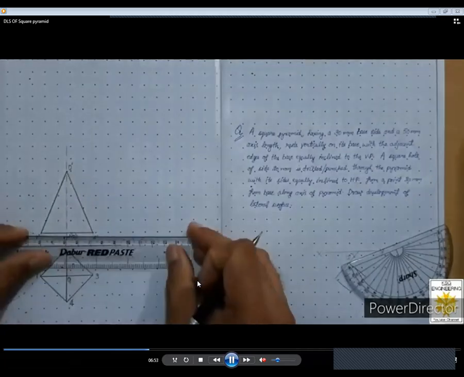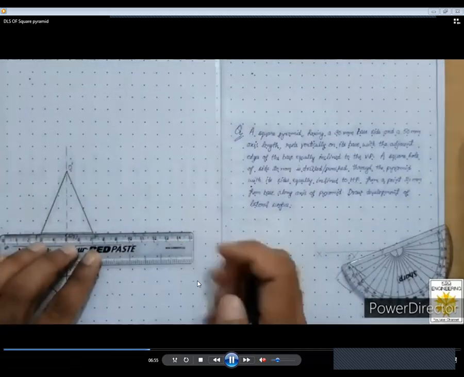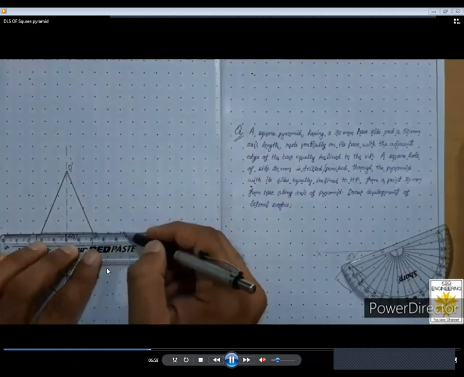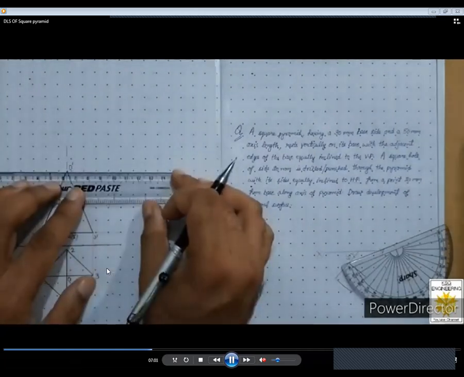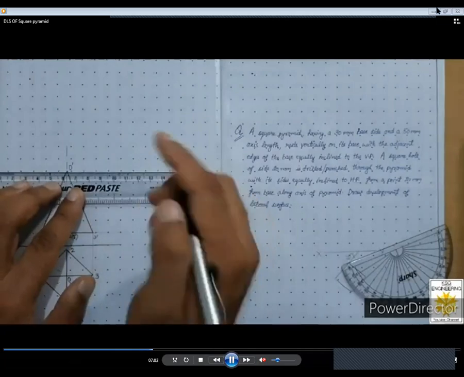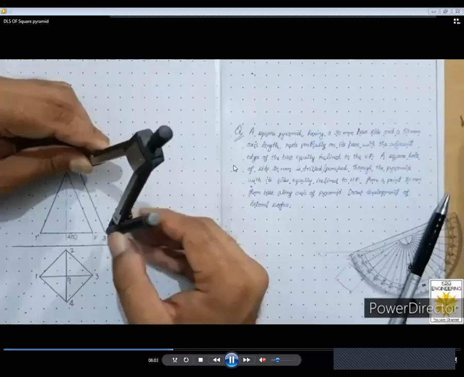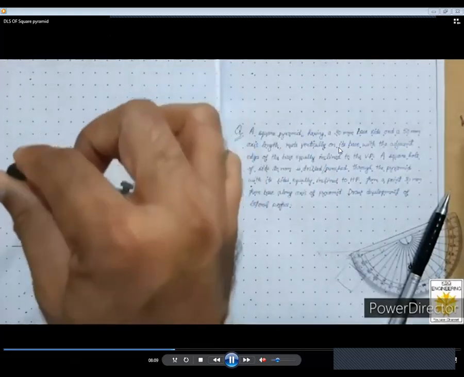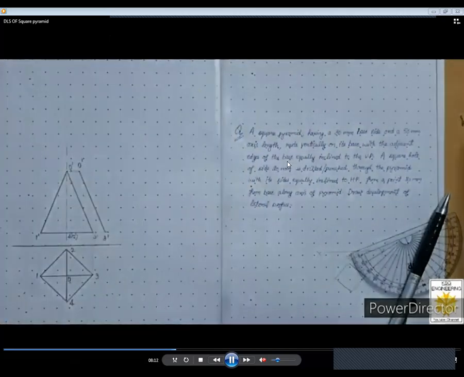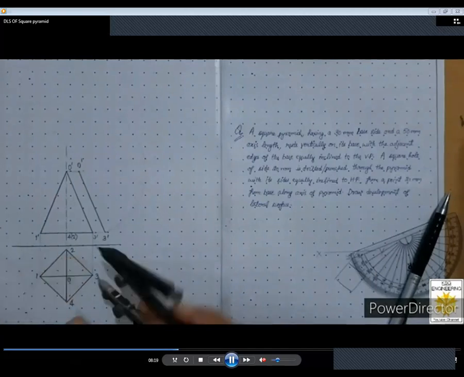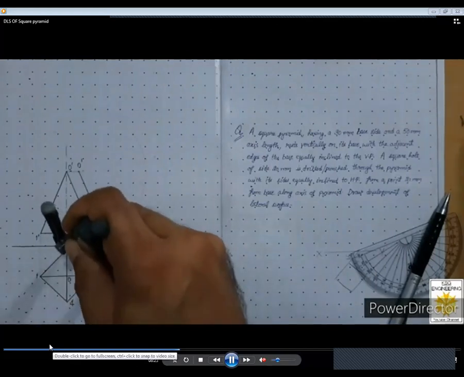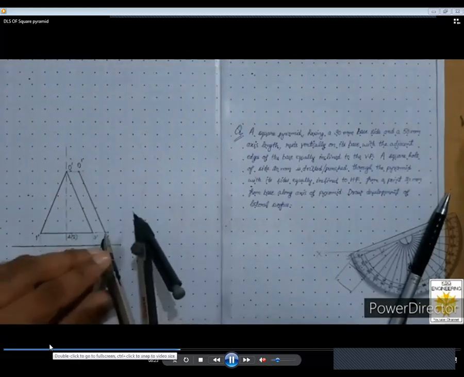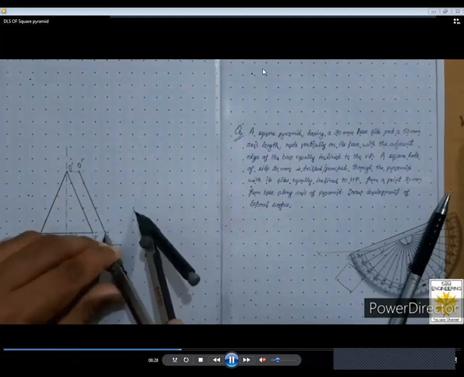Now we have to take the projections and draw one line parallel to O dash 3 dash. So we'll get the development. Mark one arc by taking a radius of O to 3 distance. These are faint lines. And take the distance 2 to 3, or 1 to 2, whatever, because it is one and the same, and mark it 4 times because it is a square pyramid.